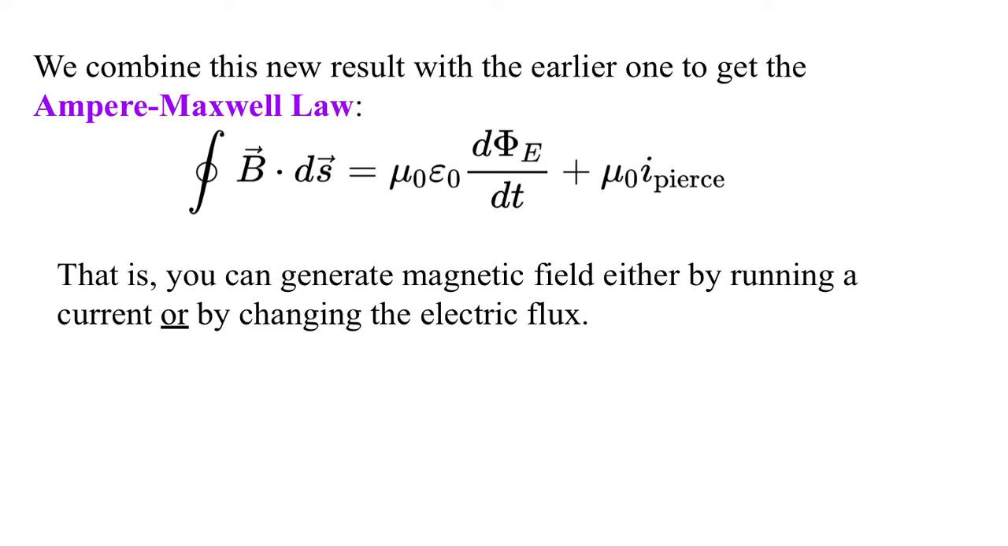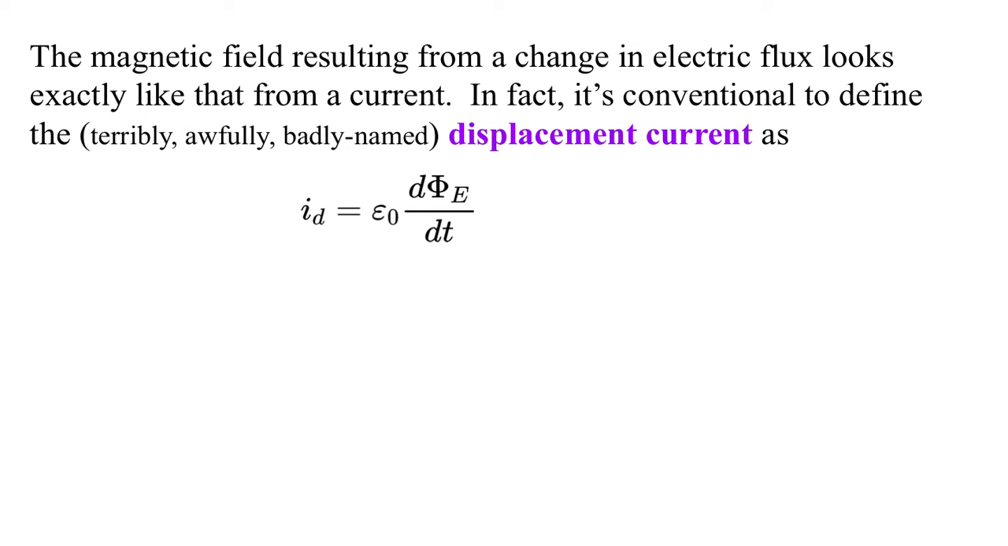So we combine this new result with the earlier one to get what's called the Ampere-Maxwell law, which is that the integral of B dot ds around some closed path is equal to two things: mu naught epsilon naught times the changing flux, plus mu naught times the current that's piercing through that surface. That is, you can generate magnetic field either by running a current or by changing electric flux, or by both. The magnetic field resulting from a change in electric flux looks exactly like that from a current.